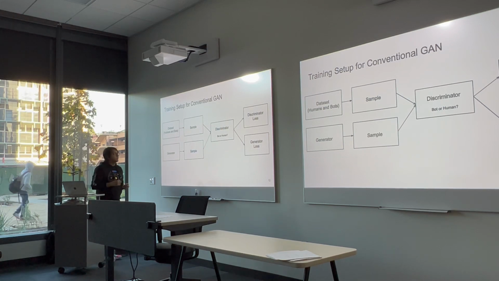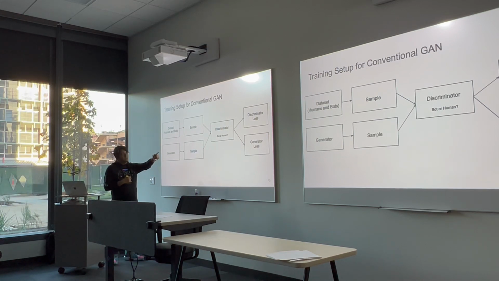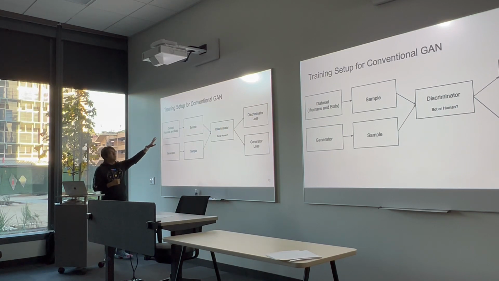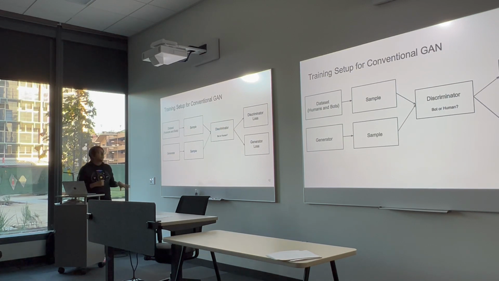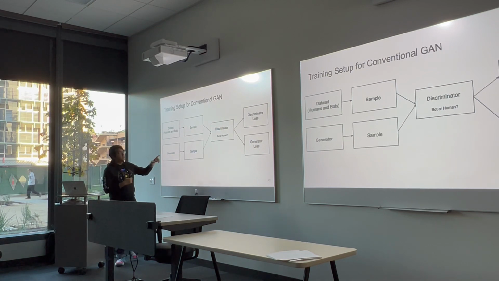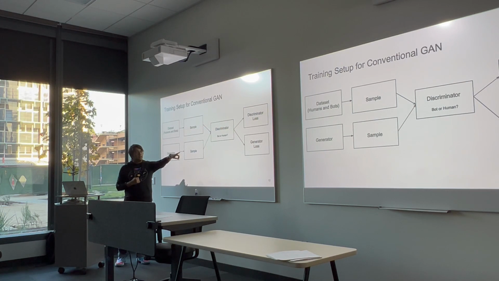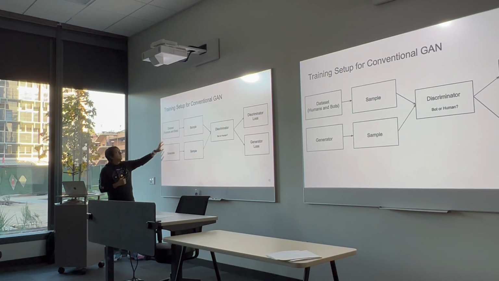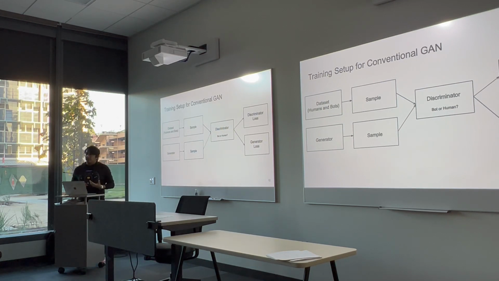So of course we want to train the discriminator against the generator, and we take our data set, which has both humans and bots, and the only goal for the conventional GAN is to create a discriminator that can figure out whether it's a bot or a human. It doesn't matter whether it's a sample from the data set or a sample from the generator. This might raise some questions, but essentially this is a notion of using the generator as a data augmentation technique.